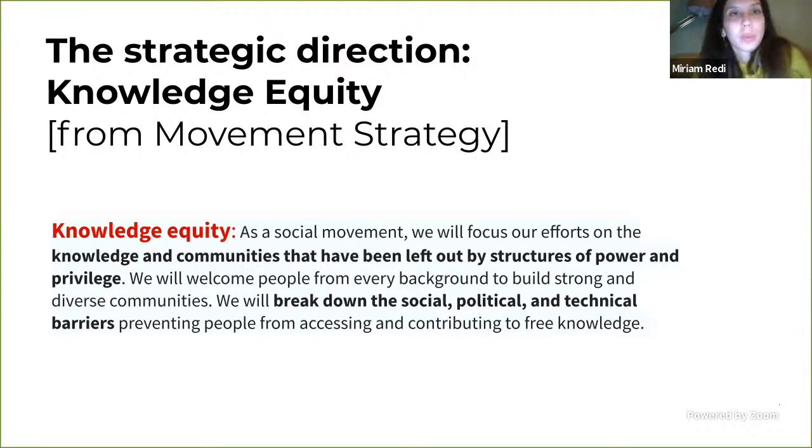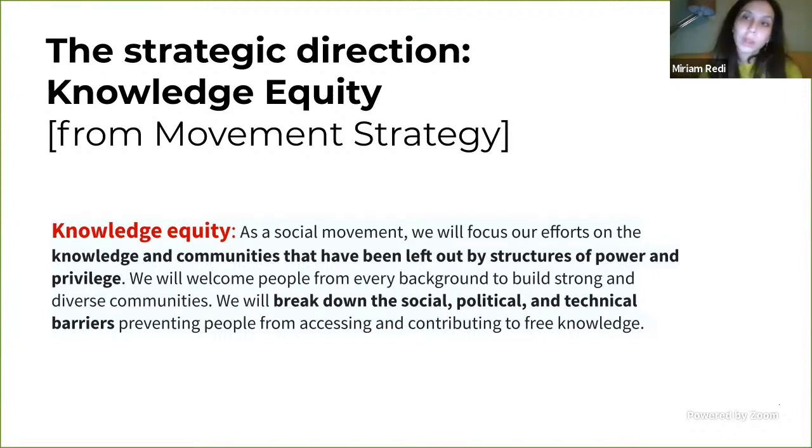To introduce the problem of knowledge gaps, I'm going to start with a principle that most of us know very well, one of the 2 principles of the Wikimedia Movement strategy. Knowledge equity is the idea that encourages us to include into Wikimedia projects those knowledge and communities that have been left out by structures of power and privilege, and also pushes us as researchers to design technologies that can break down the social, political, and technical barriers preventing people from accessing and contributing to free knowledge.